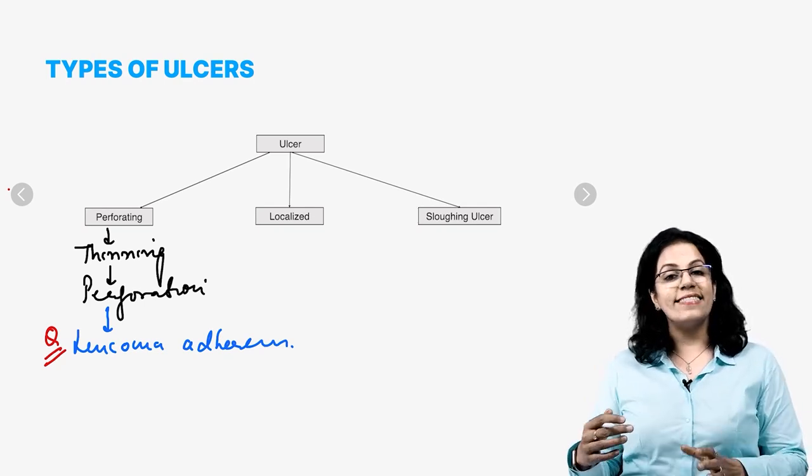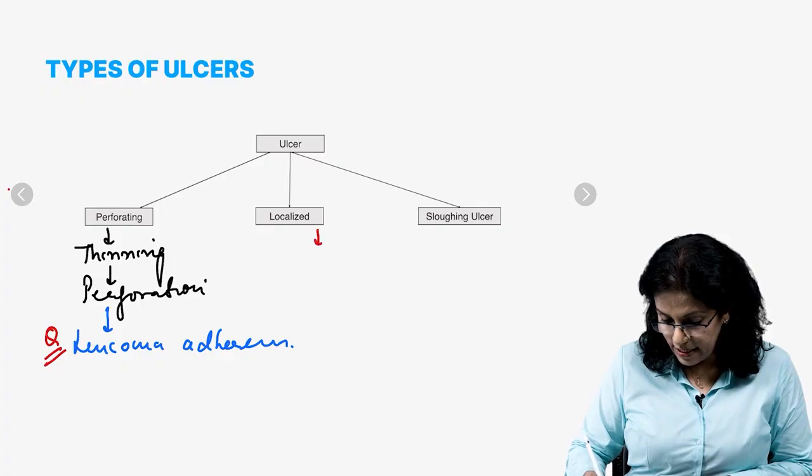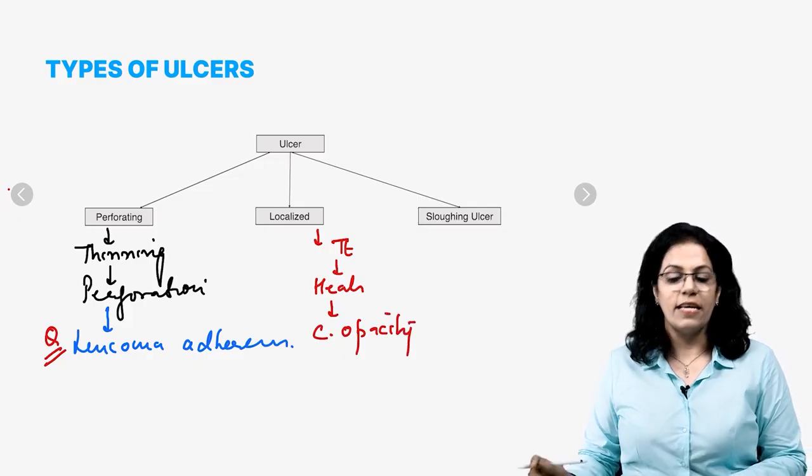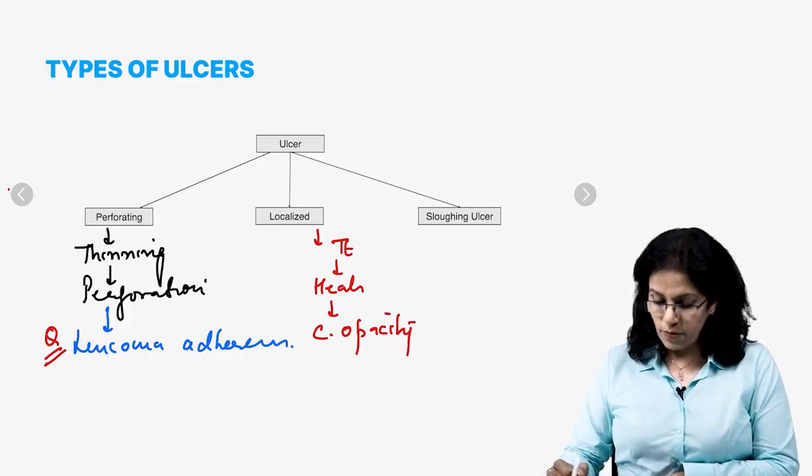Okay, what is localized here? Localized means I am treating and it heals. And when it is going to heal, it is going to lead to corneal opacity. We will talk about the different types of corneal opacity. So, this is localized. What is the third type?